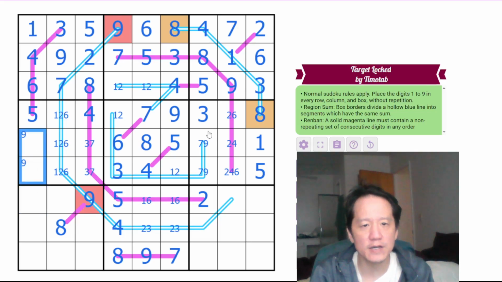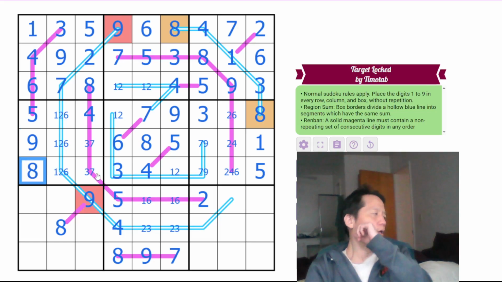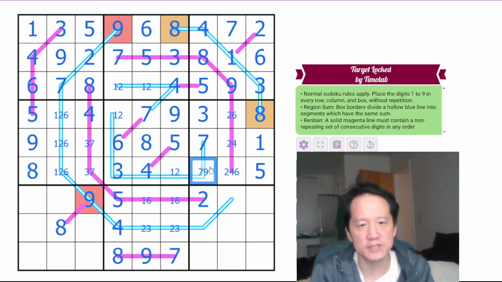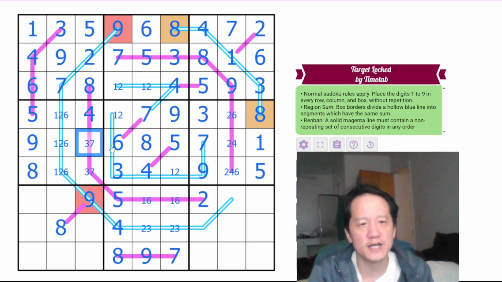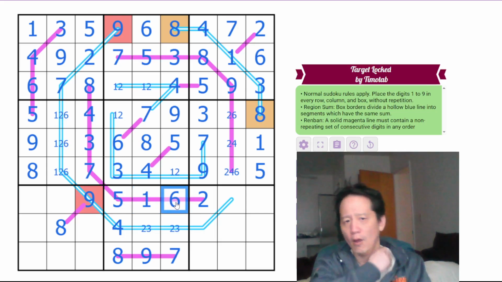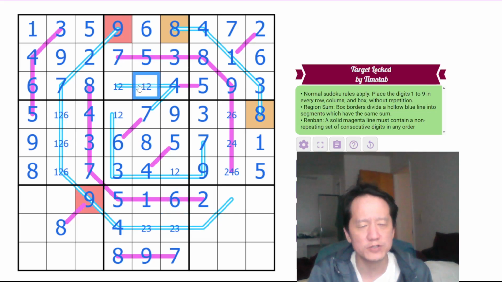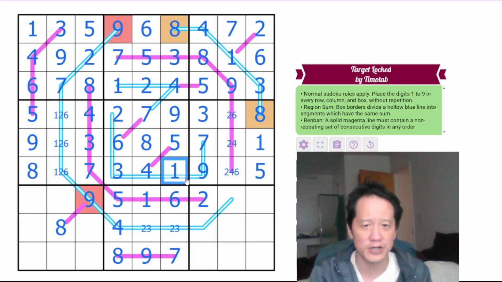These have to be 8 and 9, but it cannot be 8 here, so this must be 9, which makes that an 8. This can't be a 9 because of this 9, so this is 7, which makes that 9. This 7 forces that not to be a 7, so that's 3 and 7. This can't be a 6 because of that 6, so that's 1, and that's a 6. This can't be 1, so this must be 2, which makes that 1, which makes that 2, which makes that 1.